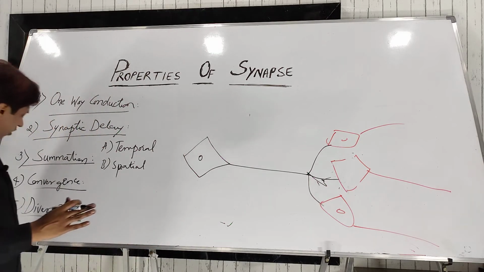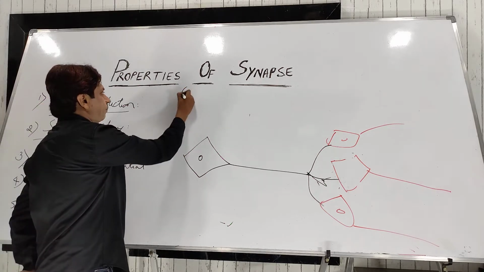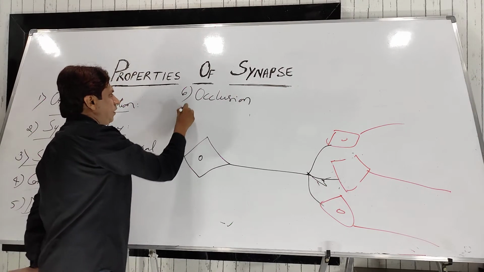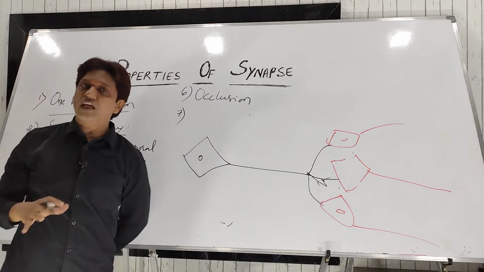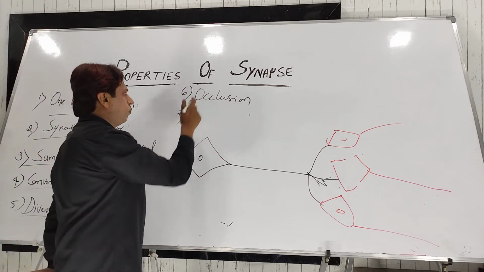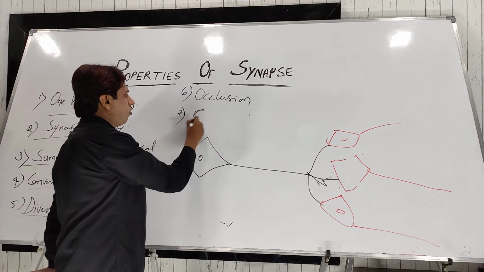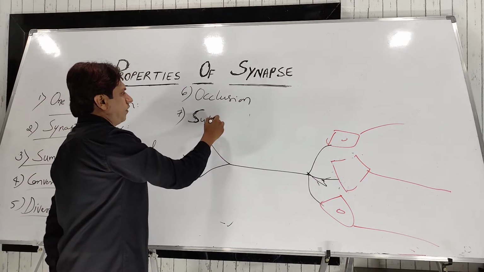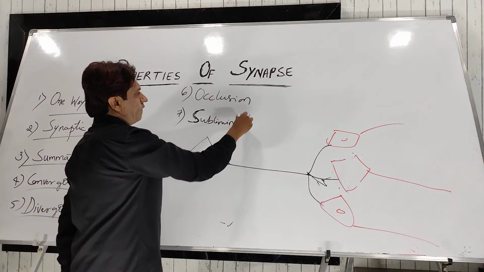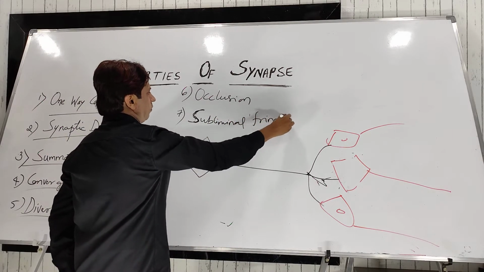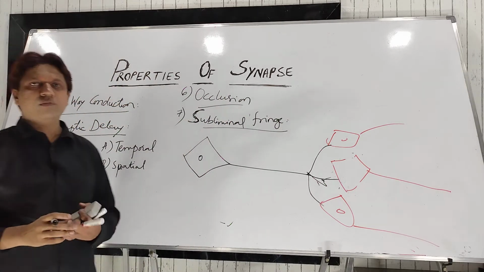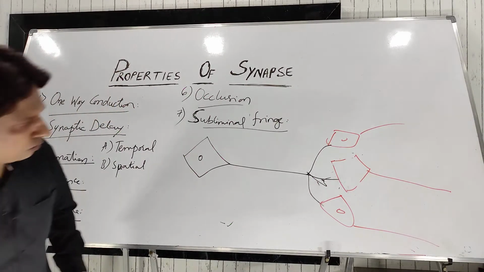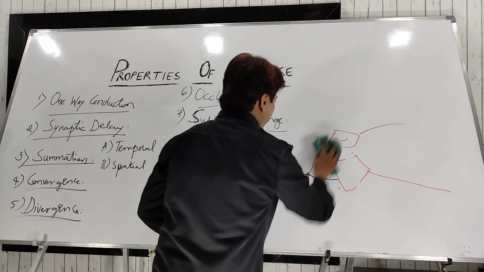Now a very important property we are going to discuss is occlusion and subliminal fringe. Many times this can be a 10 marks question, describe the properties of synapse, or simply they will ask about these two particular properties. What is occlusion, what is subliminal fringe, as a 3 marks or 5 marks or even 2 marks question in a few universities. You need to understand these terms. So subliminal fringe and occlusion. I'll describe how exactly it works.